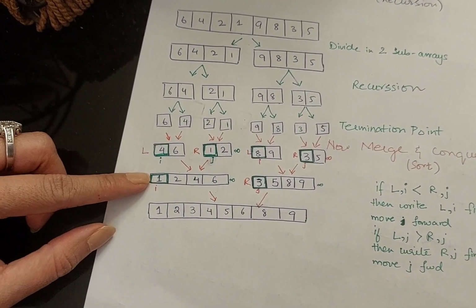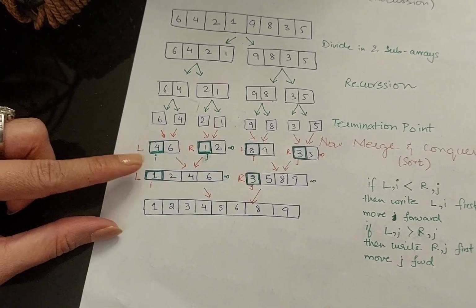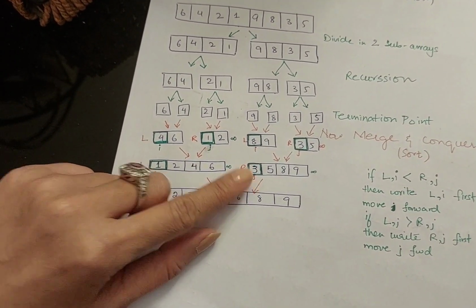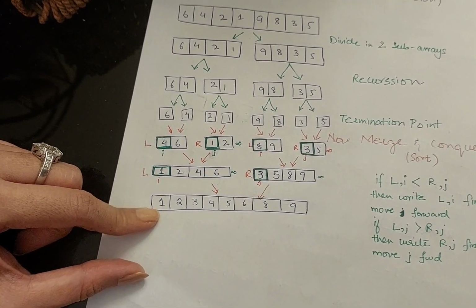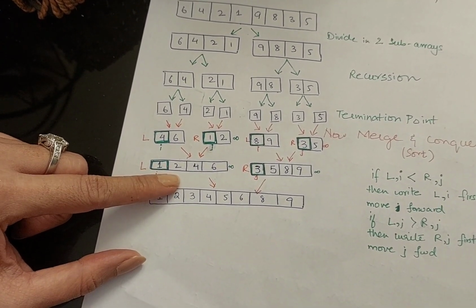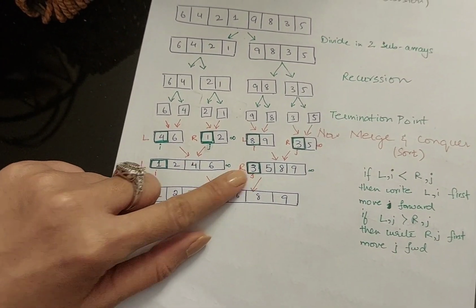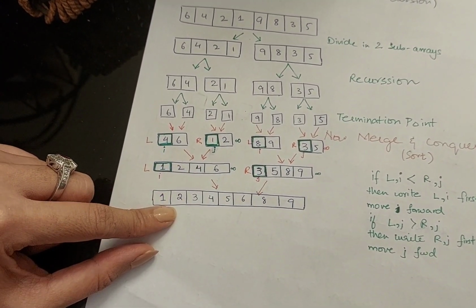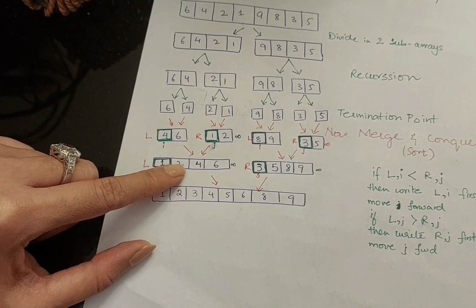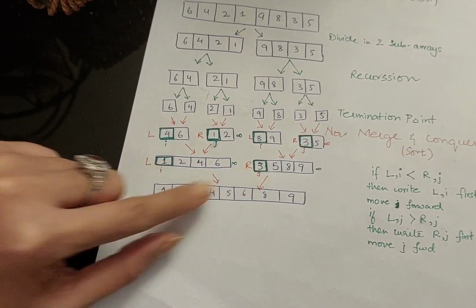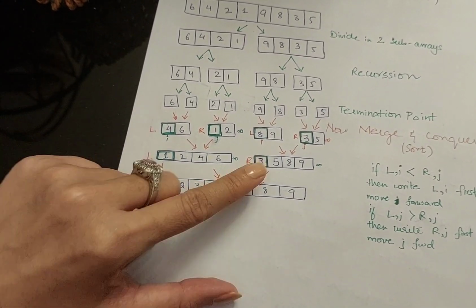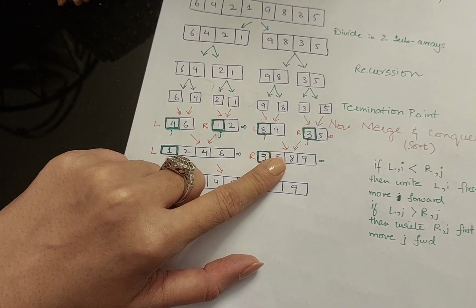So again I'll place a pointer here and I'll place a pointer here. 1 is compared with 3, and of course 1 is smaller, so that means 1 will come first. Okay, let's move the pointer forward on position 2. 2 is compared with 3, and of course 2 is smaller, so 2 will come here. And then I'm moving my pointer forward. 4 is compared with 3. 3 is smaller, so 3 is coming here. Okay, let's move the pointer forward.